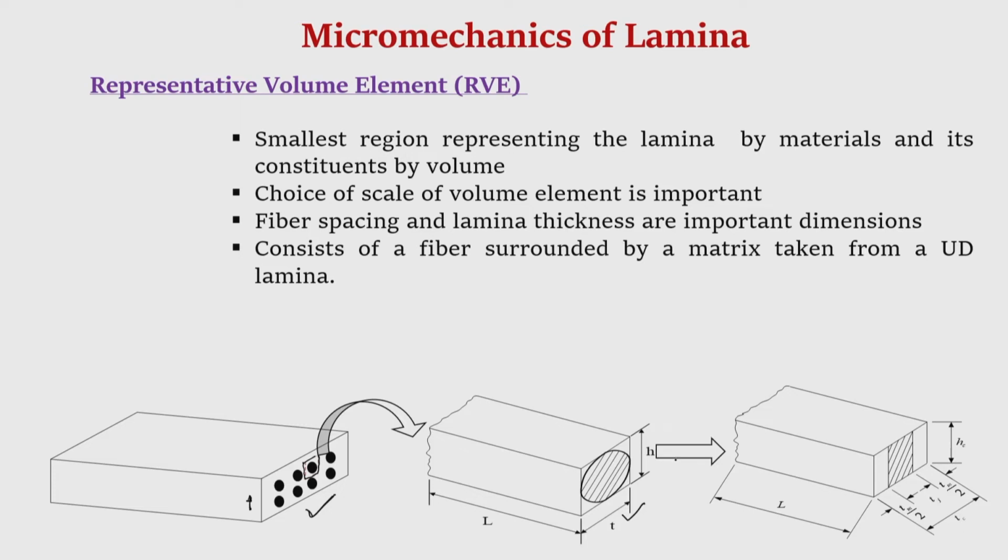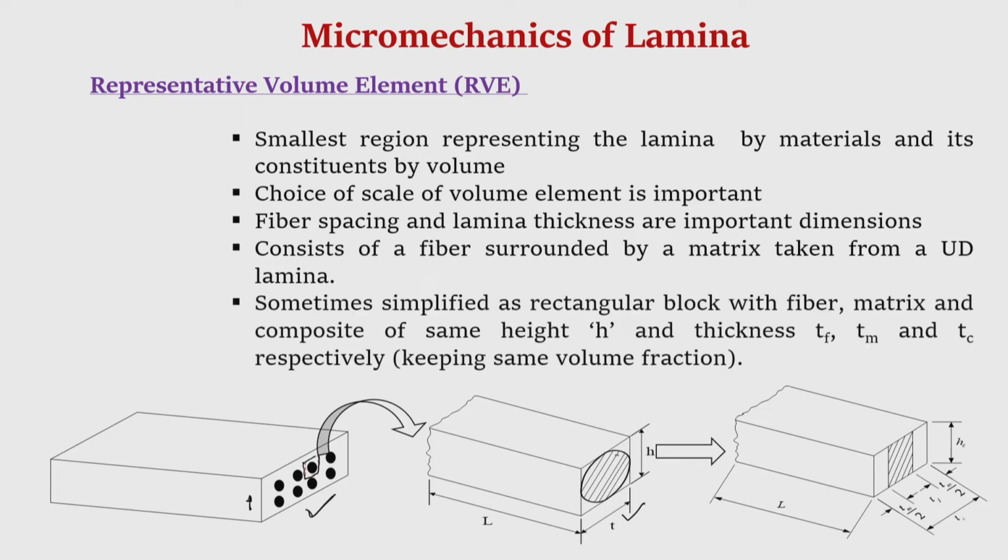It is further simplified by considering the fiber, which actually has a circular cross section, to be of rectangular cross section instead. Here we have considered it to be rectangular without changing the volume fraction. That means we choose the fiber cross section as rectangular, but the volume fraction remains the same. In such a simplified representative volume element, where the fibers are continuous, the length of the fiber, the length of the matrix and the length of the composite are the same. The height of the fiber, the height of the composite and the height of the matrix are also the same.